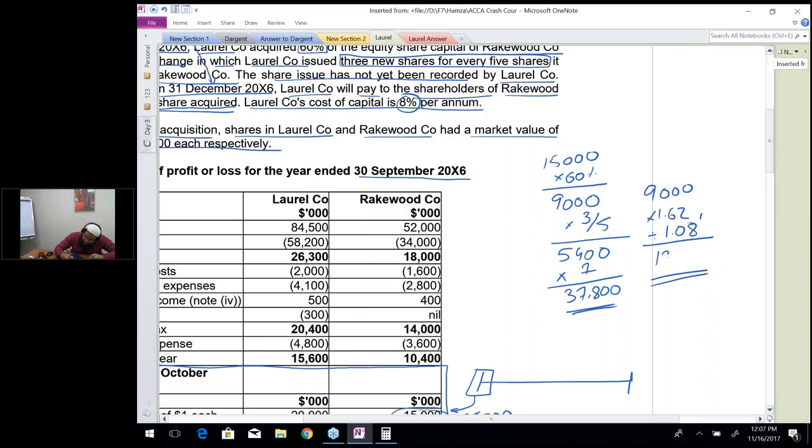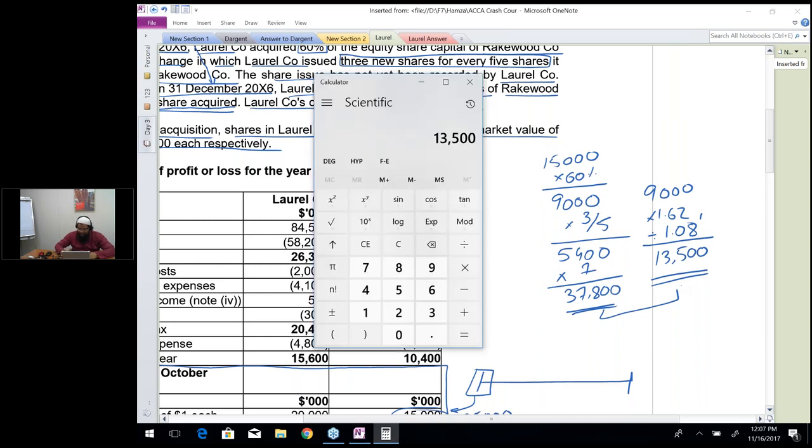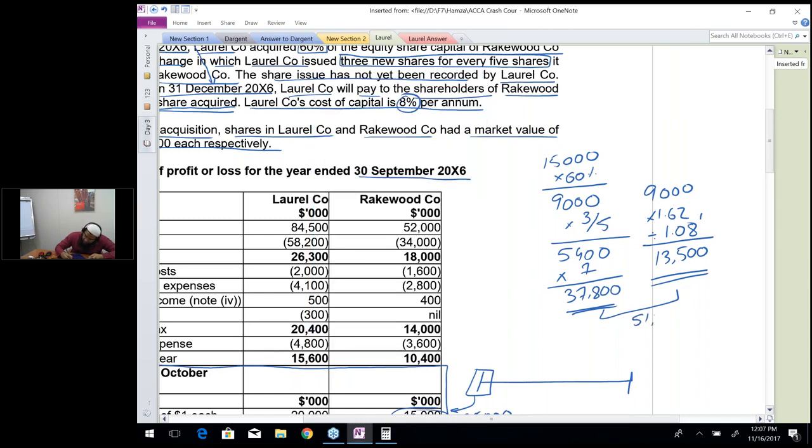is actually 13,500. So the total consideration would become 13,500 plus 37,800. So this will be 51,300. So this is the total consideration that we have given to pay for the purchase of subsidiary.